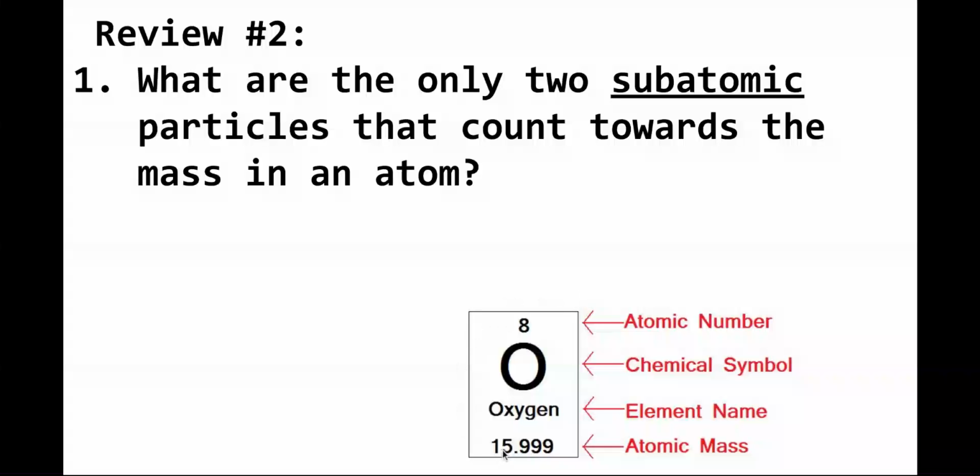So for example here, we can round 15.999 to 16 in oxygen. Oxygen has 8 protons, so we take the mass, 16, minus the 8 protons, which tells us there are also 8 neutrons. I'll show another example of that because those two numbers are not always equal.